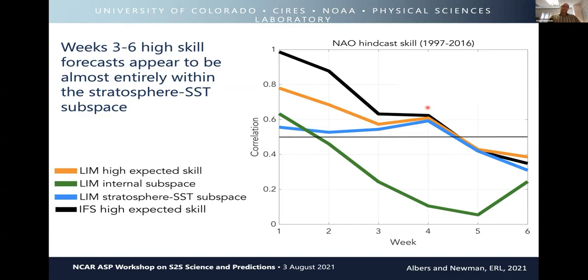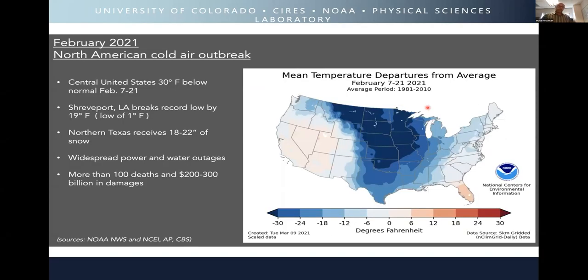And that means that the more an initial condition tends to project in this stratosphere SST joint subspace, a set of eigenmodes, the larger a predictable signal it'll have, and therefore potentially higher skill. So let's look at a particular case then.